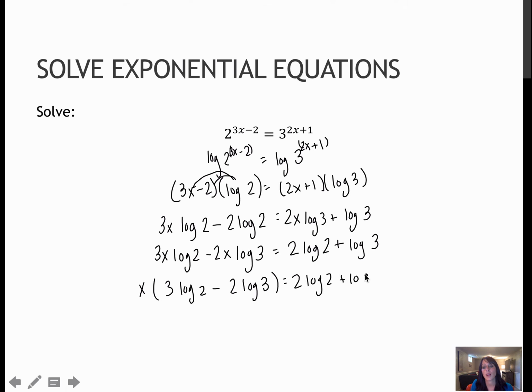Now, in terms of whether or not you want to turn that into log of 4 instead of 2 times log of 2, you may do that. And of course, this would be log of 3. It doesn't matter because you're going to get the same answer either way. So I'm going to divide both sides by this entire expression. And of course, on the left, that means it will cancel. On the right, I have my exact answer.